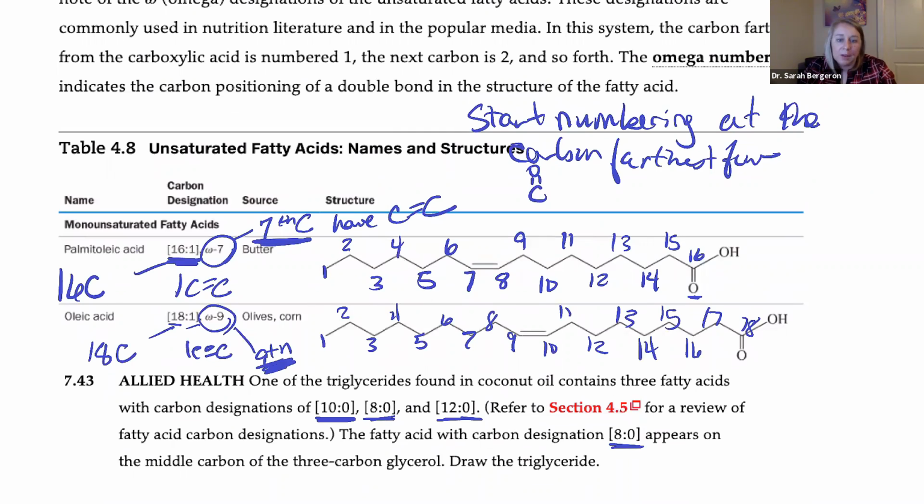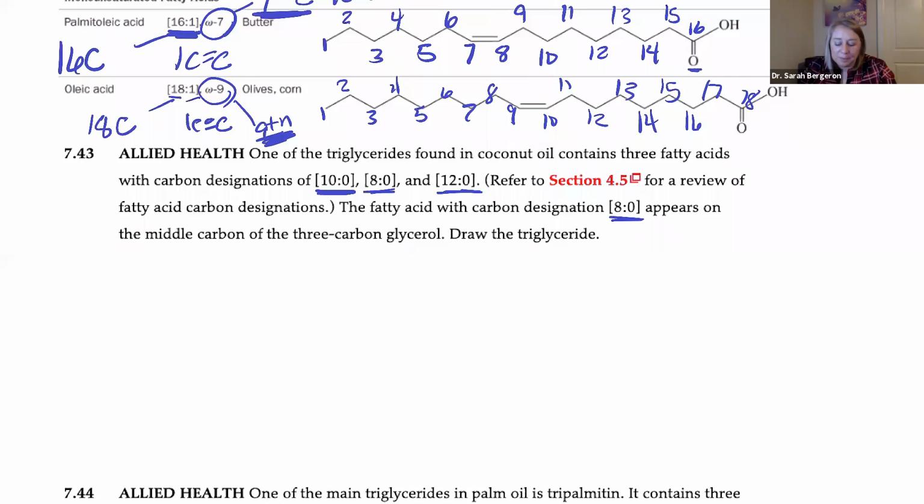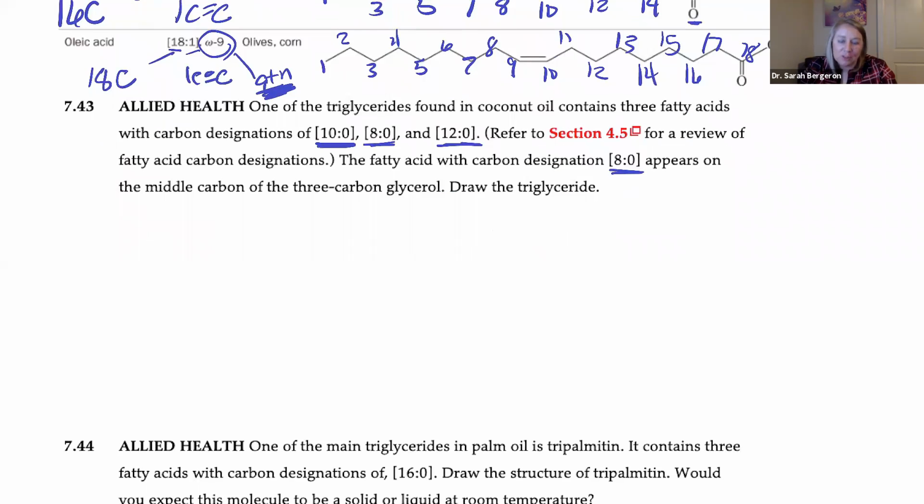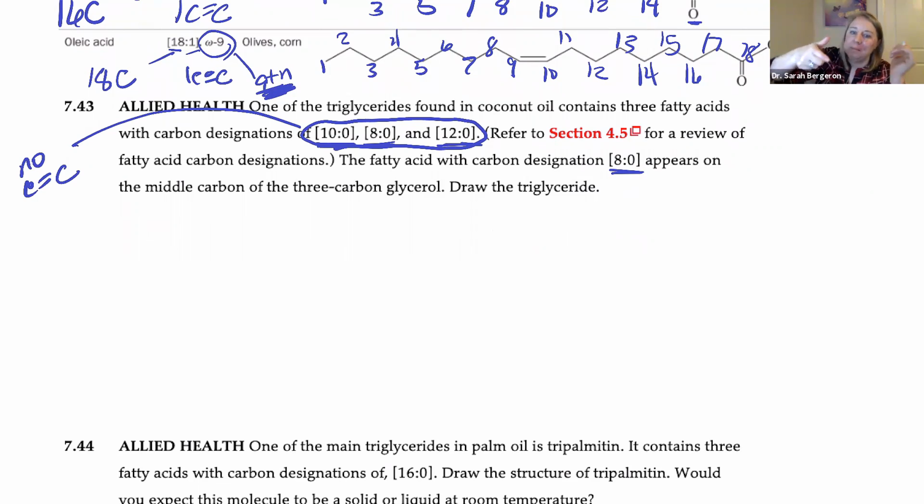Okay, now that we kind of remember how they're structured, we need to go and draw one. So we have 3 fatty acids. They are 10:0, 8:0, 12:0. Because they're all :0, this is telling me I have no carbon-carbon double bonds. The 8:0 is in the middle. It doesn't matter what's on top or what's on bottom, because you can flip the molecule and it won't make a difference. But that 8 chain has to be in the middle.